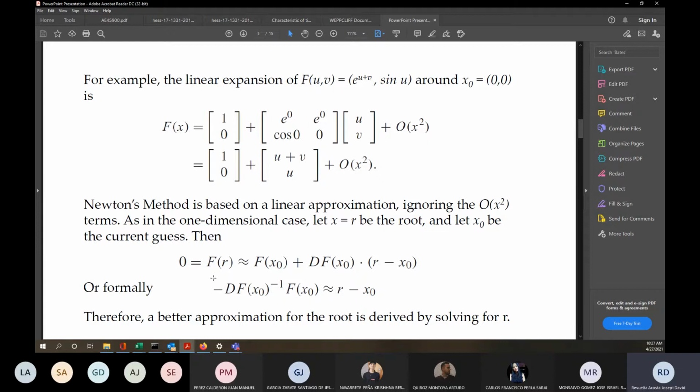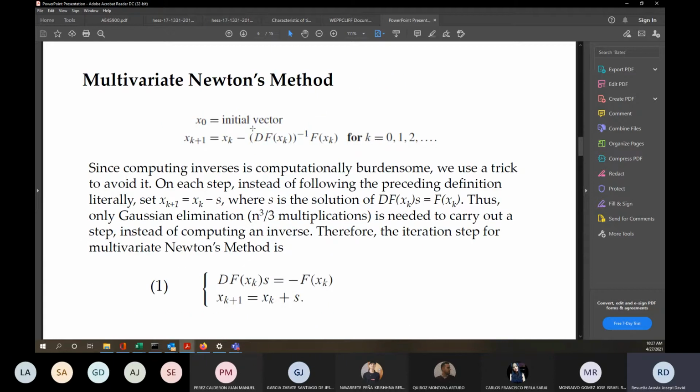It's exactly the same. So a more general definition: we have the initial vector x zero, and the vector of the next iteration is going to be equal to xk, which in the first step is the initial one, minus the inverse of the Jacobian, here we have it, times the function evaluated at xk, which is what we have here. So it's the same thing, and this is going to be repeated for an infinite number of operations.